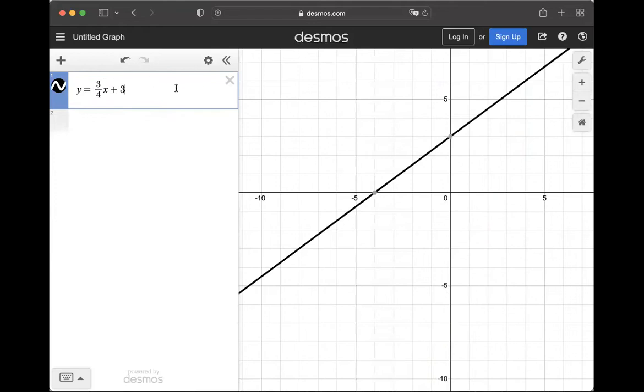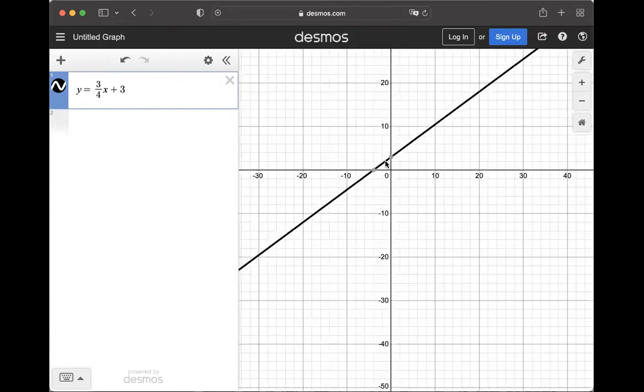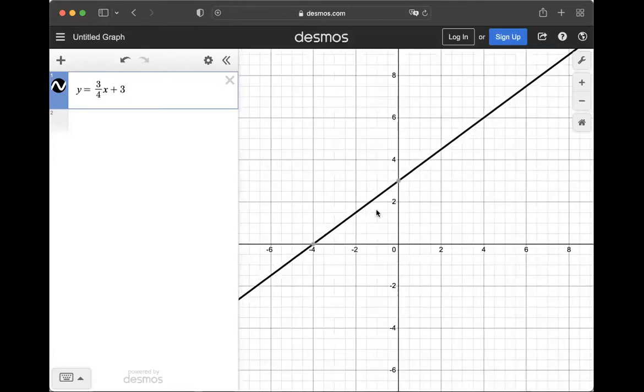It will graph without it. And I just used the slash bar that's part of the question mark button to make a fraction. So it says graph the equation y equals 3/4 x plus 3. Here it is in Desmos.